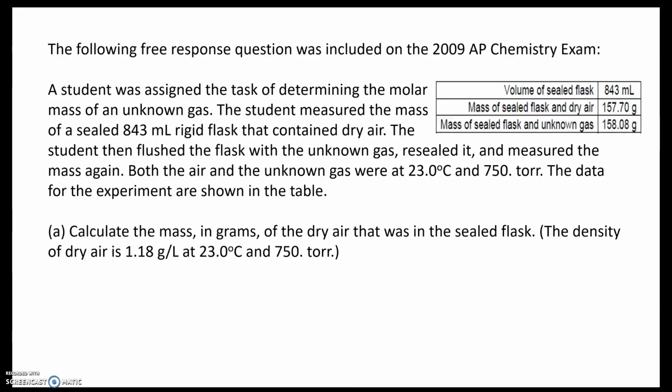So the first question is to calculate the mass in grams of the dry air that was in the sealed flask, and they give us the density. Well, the first part is easy. We need to get the mass, and that's just equal to the density times the volume. So I take my volume of 0.843 liters, my density of 1.18 grams per liter, which is given to us in part A, and I get 0.995 grams of dry air in the flask. You should be having your calculator in your hand and doing these calculations as well as writing them down.